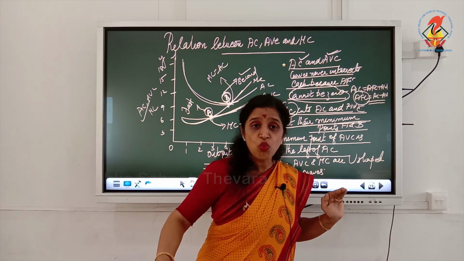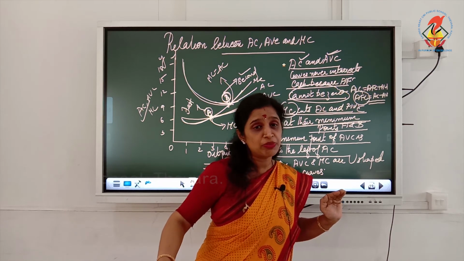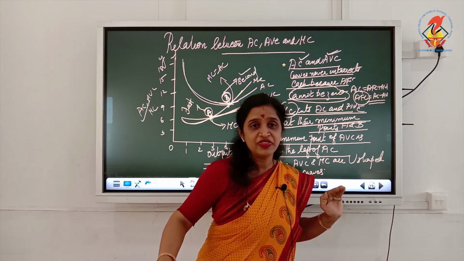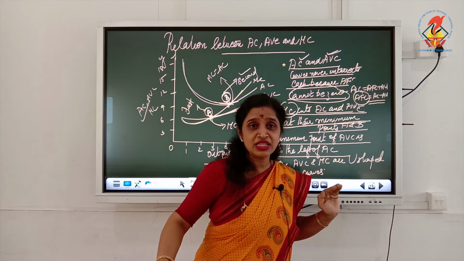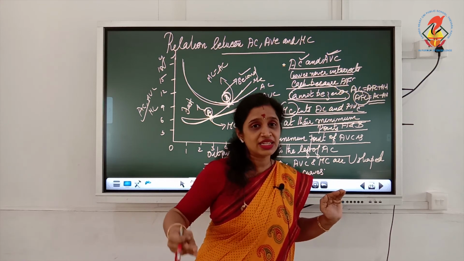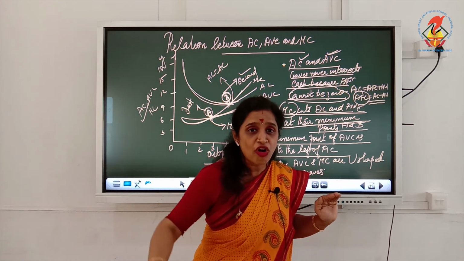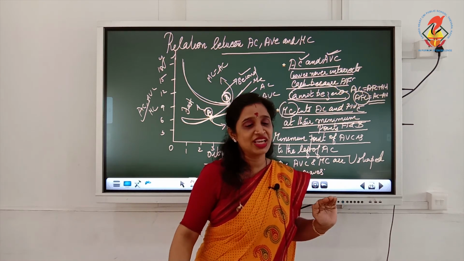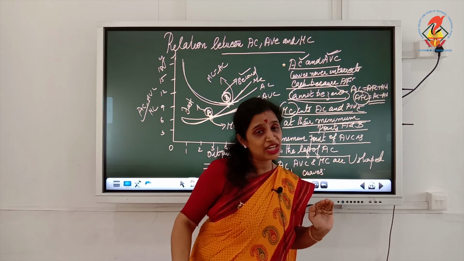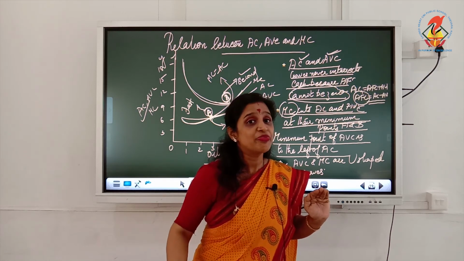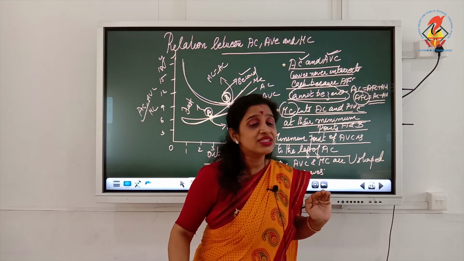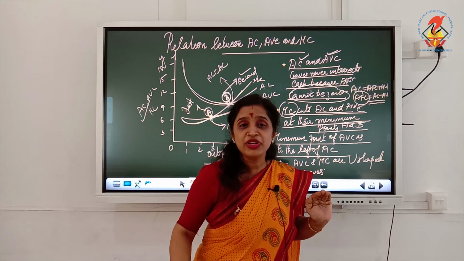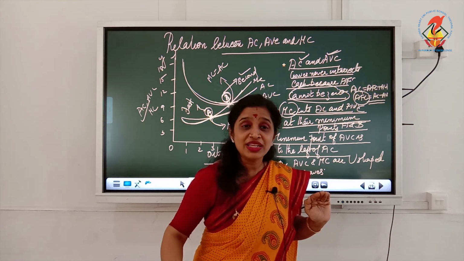Once again, why is AVC reaching the minimum point first? The reason is when AVC reaches the minimum point, at that time AC is still falling. Why is AC falling? Because of falling AFC. And I told you the reason behind that too: AVC is independent, whereas AC is dependent on both AVC as well as AFC.